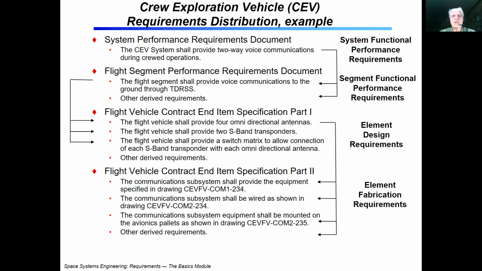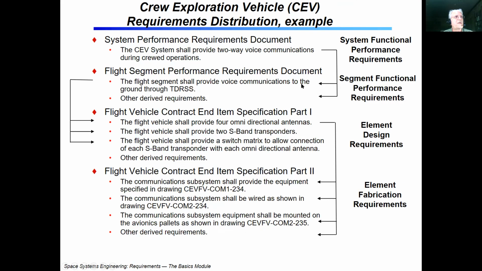All right, so here's a good example of a requirement distribution. You can see here one higher level requirement then flows down to other lower level requirements, et cetera. If we start over here, there's a system functional performance requirement: the crew exploration vehicle system shall provide two-way voice communications during crewed operations. Well, applying that to the flight segment operations requirement document, there's two such requirements that flow from that.